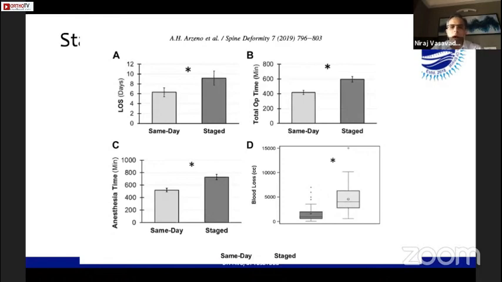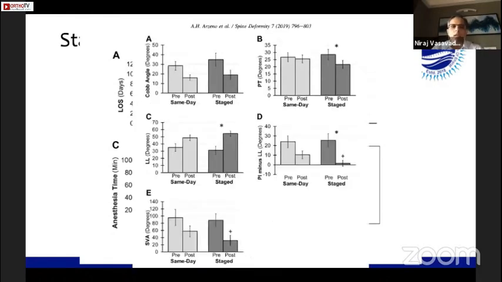anesthesia time was also higher in a staged surgery, and blood loss was obviously higher for a staged surgery. When you compare with Cobb angle, the staged surgery had better achieved Cobb angle without statistical significance. The pelvic tilt degree was more or less equal in same day and staged surgery.